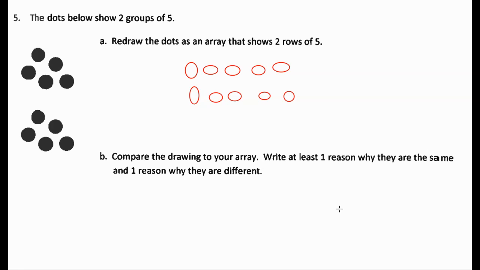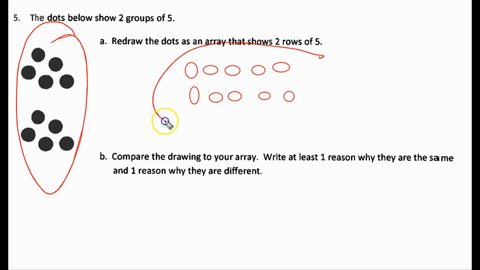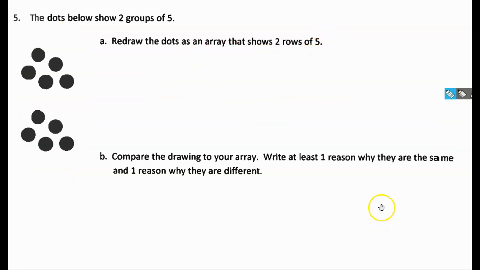Yes. The one on the left has 2 groups. Your array has 2 rows. Each group has 5 dots. Each row has 5 dots. Okay. Are the totals the same? Yes or no? Are the totals the same? Yes. Do I have 10 right here? Yes. Do I have 10 here? Yes. I do.